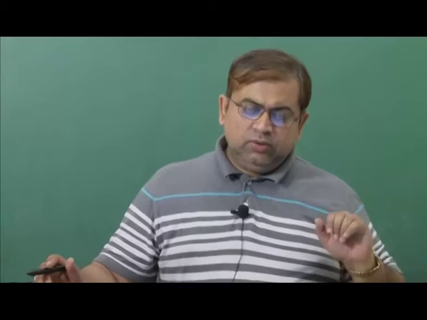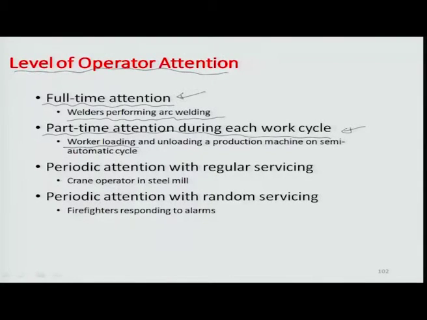In that kind of a setup, you don't need to continuously attend to the machine once you have loaded and unloaded the sample, and also checked the tooling systems. And you have also seen that all the zero setting is done, and all the backlash errors have been removed. Then you leave it to the machine and let the work cycle continue on its own. Even if you don't attend to the machine, it is going to do its job properly. Therefore, you need only part-time attention during each work cycle in such cases. So we say that a worker loading and unloading a production machine in a semi-automatic cycle could be such an example.